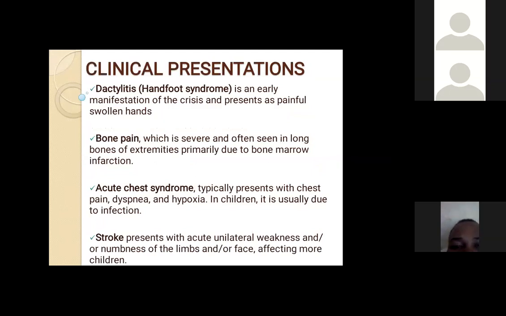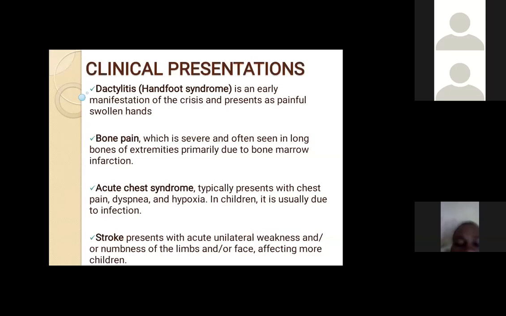We have the dactylitis, also known as hand-foot syndrome. It is an early manifestation of the crisis, a painful swelling of the hands or feet, the earliest presentation of sickle cell. So it's as a result of the vaso-occlusive crisis. So most of the time when you see children coming after 6 months with pains, you should think of sickle cell crisis. You should think of it, and you should request investigations.